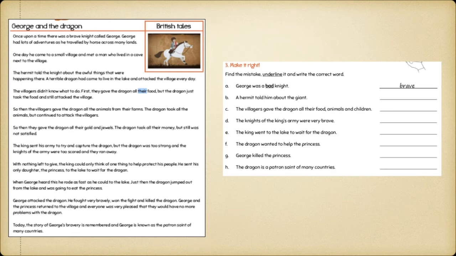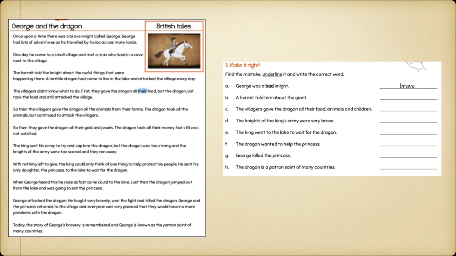C, the villagers gave the dragon all their food, animals and children. Now I'm going to tell you they definitely, at the beginning, gave the dragon their food. And some animals, if I remember rightly, but not children. So what did they give instead of children? Can you remember? You can either look at the video again, or you can check in the story on the left here. So food and animals, yes, but children, I don't think so.